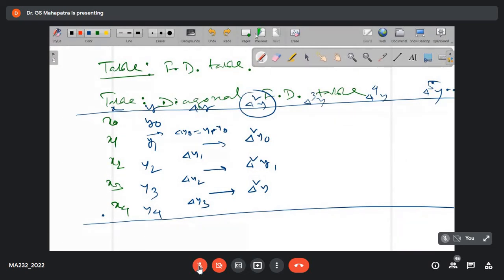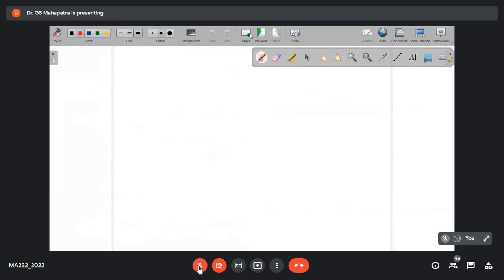Okay, next topic is backward differences. What is the backward difference table, or what are backward differences? First of all, backward differences. It is almost similar; only the notation will change and a little bit of the concept.